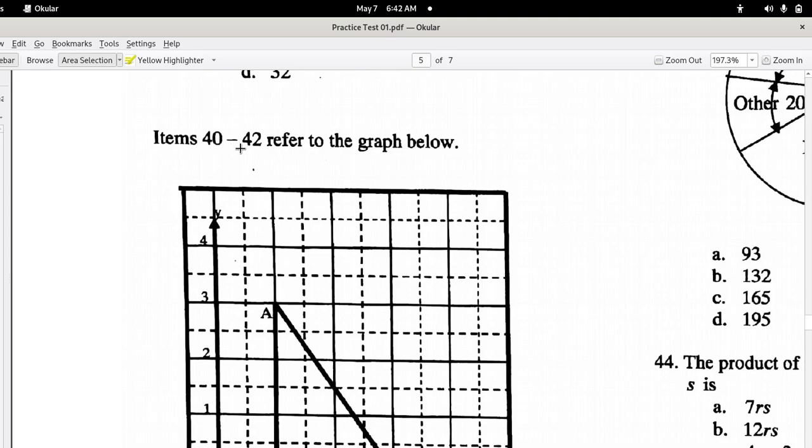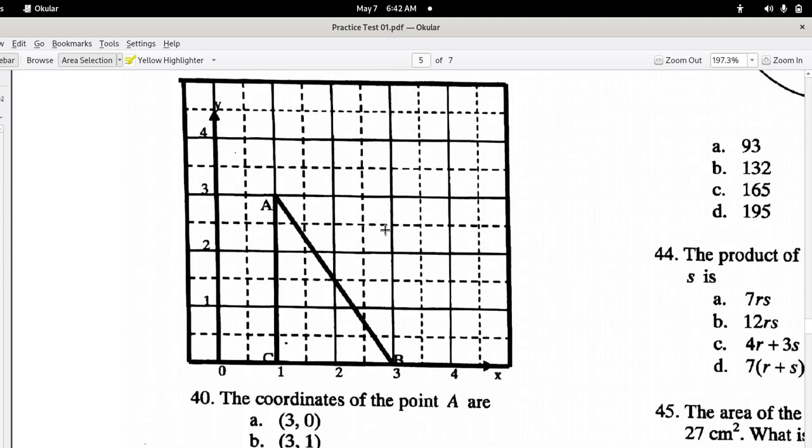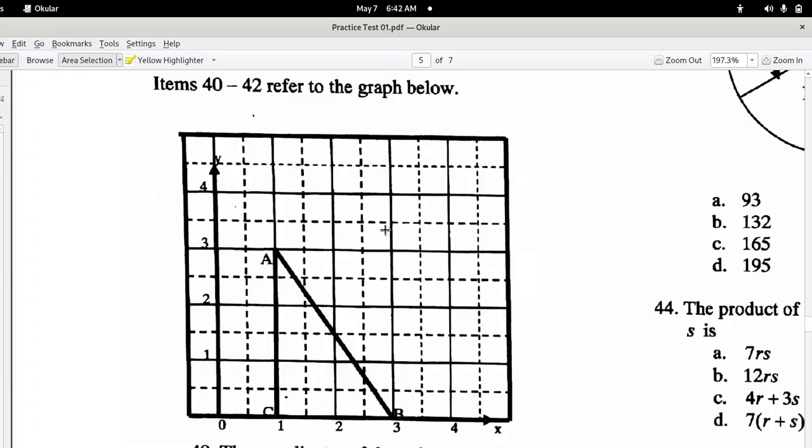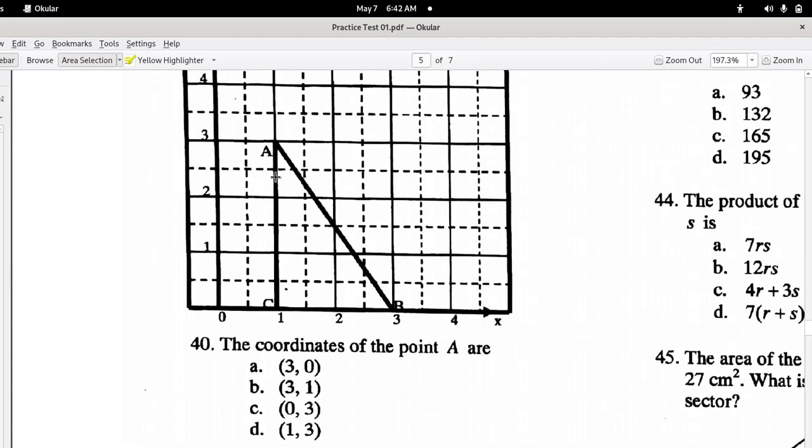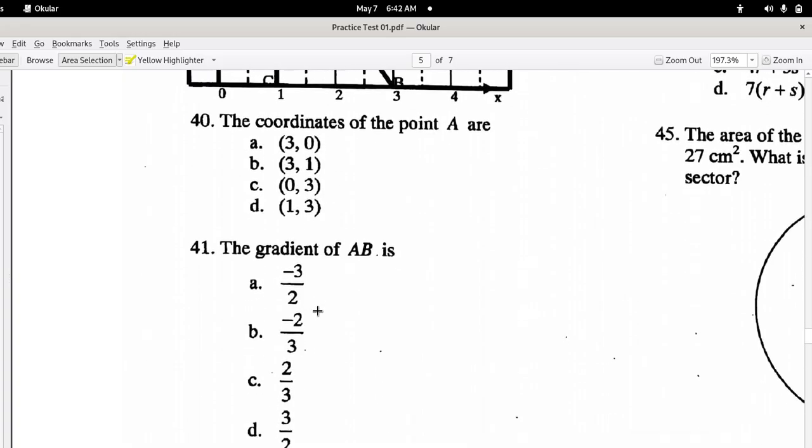What about 41 to 42? It refers to this diagram. The coordinates of the point A. Well, you have to look carefully at the graph to be able to tell what the coordinate is. Remember, it's in the form x comma y.